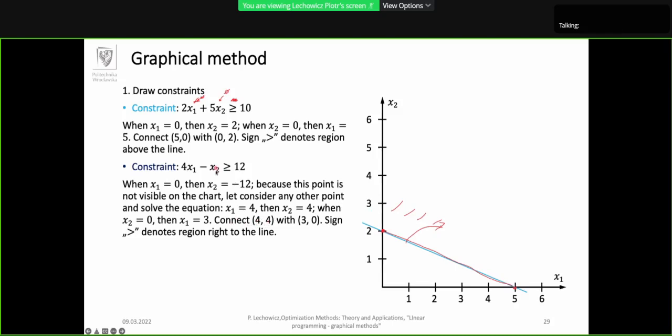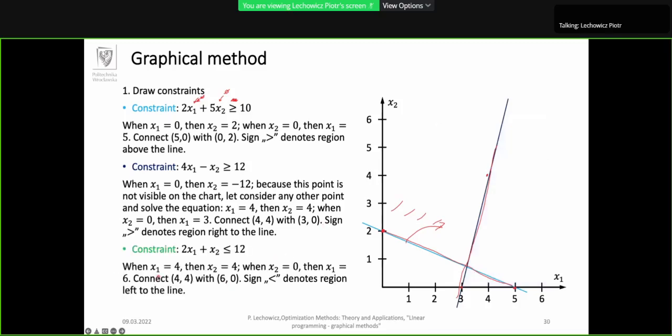And for the second point, we can assume that x2 is equal to 0, then x1 is equal to 3. So we have 2 points, 4, 4 and 3, 0. And we have to draw a line between those points. So 4, 4 is somewhere here, 3, 0 is here. We are drawing the line between them. And as it's greater or equal, it defines the region right to this line.